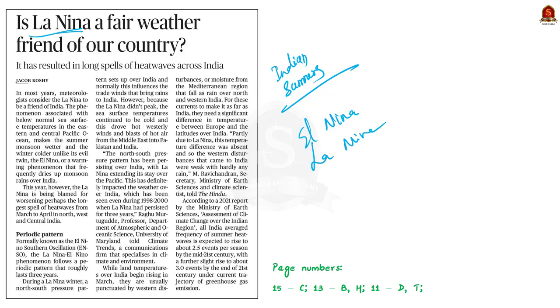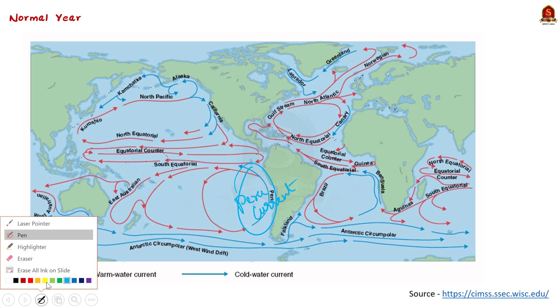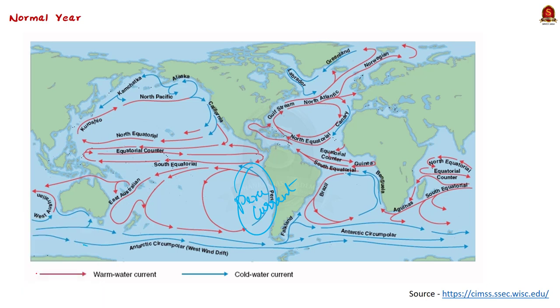Look at this map here. This is the ocean current pattern during the normal years. Here, you can notice a cold current near the Peru coast. This is called the Peru current. So in a normal year, the sea surface temperature in the eastern Pacific is cold. In an El Nino event, the sea surface temperature in the central and eastern tropical Pacific Ocean becomes substantially higher than normal. In other words, a warm ocean current temporarily replaces the cold Peruvian current.